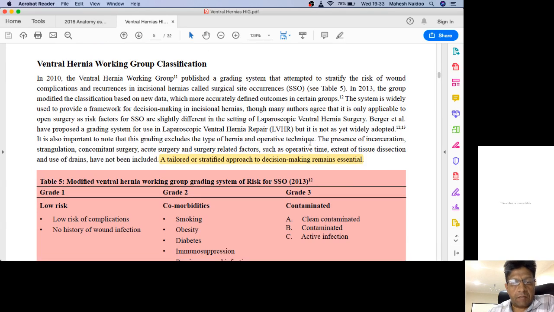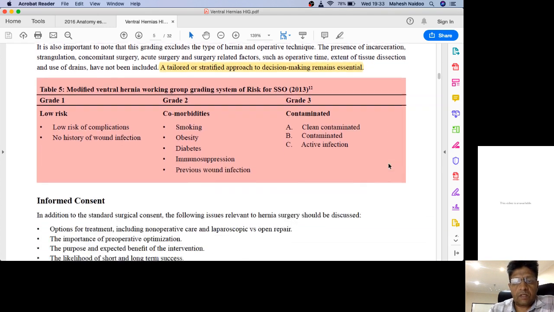The decision making is very important to understand. They've actually laid out all the evidence fairly well in this article, and they've explained very clearly what is strong evidence, what is moderate evidence, and what is really just anecdotal or weak evidence.